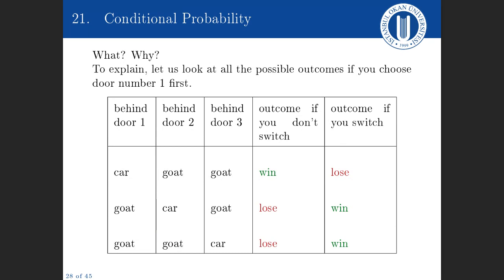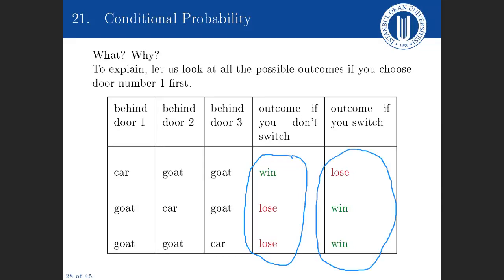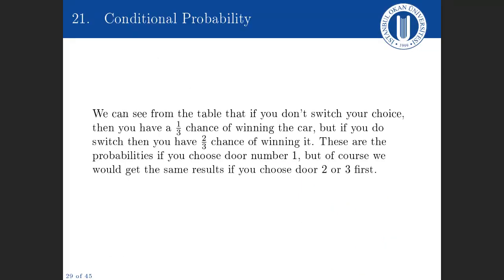So look at these columns. If you don't change your mind, you're going to win 1 in 3. But if you do change your mind, then you're going to win 2 in 3. So we can see from this table that if you don't change your mind, then you have a 1 in 3 chance of winning the car. But if you do switch, if you do change your mind and have the other door, then you have a 2 in 3 chance of winning the car.